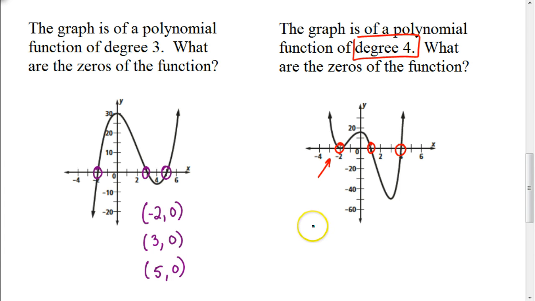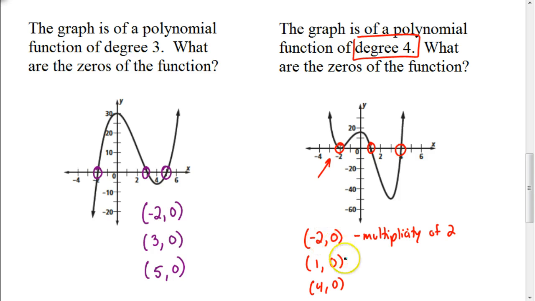So our zeros here would be -2, 0, and we say that this has a multiplicity of 2, meaning there are 2 of them at -2, 0. And then we have 1, 0, and 4, 0. So now if you count them up, with this one having a multiplicity of 2, then we'd have 3, 4, so a total of 4 roots there.